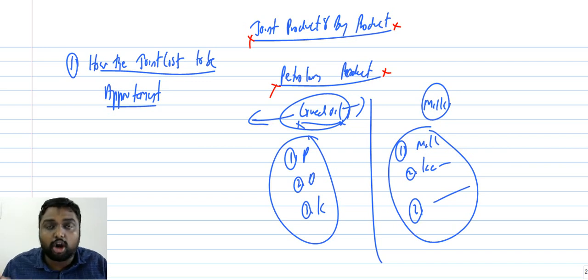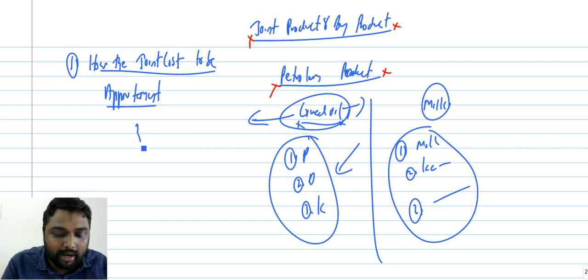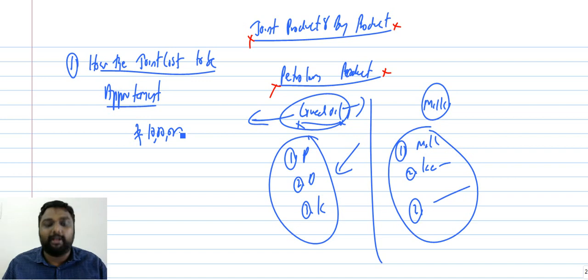That means the common cost incurred for the main raw material for petrol, diesel, kerosene, everything, which is crude oil. You have paid, let's say, 10,000 rupees or 10 lakh rupees. So how to apportion this to petrol, diesel, kerosene? This is the first question.